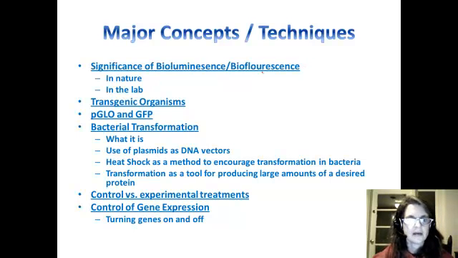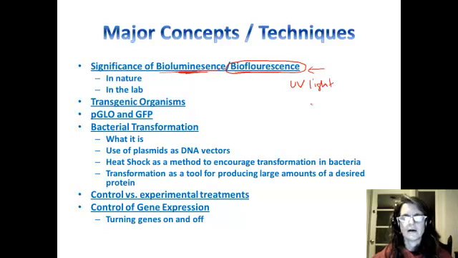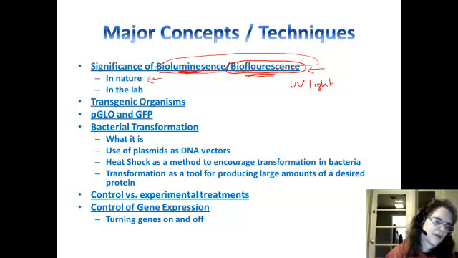Major concepts you need to understand are, first of all, the significance of bioluminescence or biofluorescence, and this is actually what we're dealing with. In bioluminescence, organisms actually create their own light. In this case, biofluorescence, what the organisms are producing is a protein that will give off light if light is shone upon that protein. So it is not lighting up itself, but it is giving off light when, in this case, UV light is shone onto the protein itself. So that's fluorescence. In nature, both of these things are used by real organisms. We see it in fireflies and whatnot.